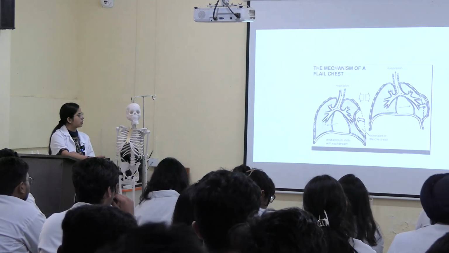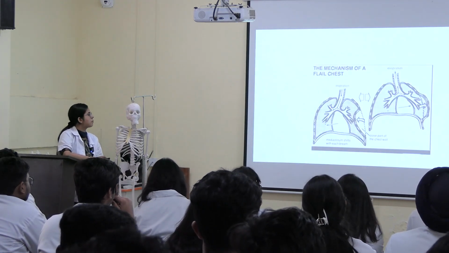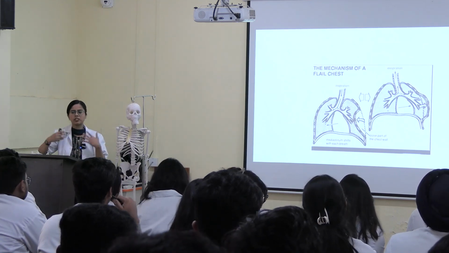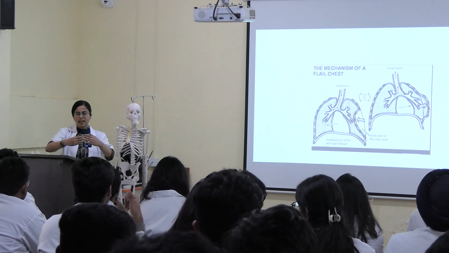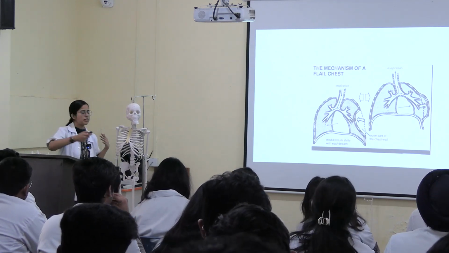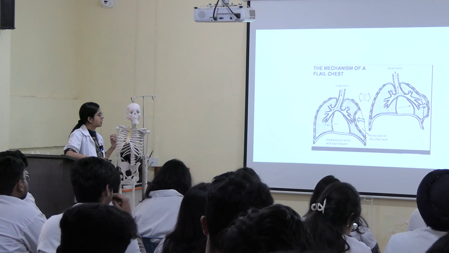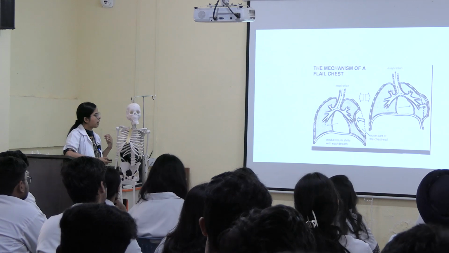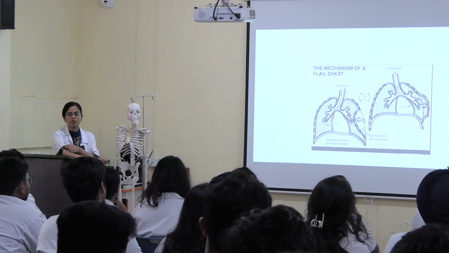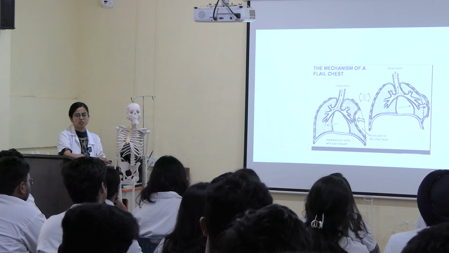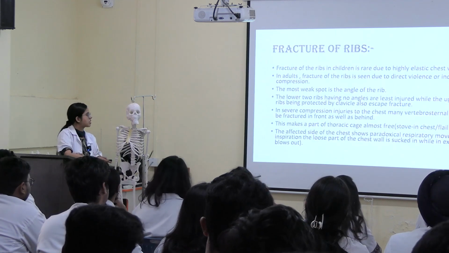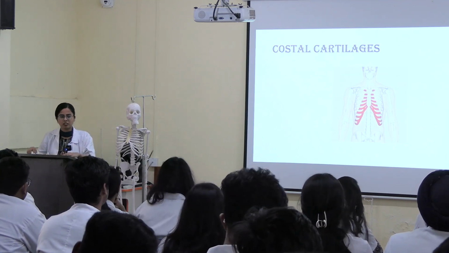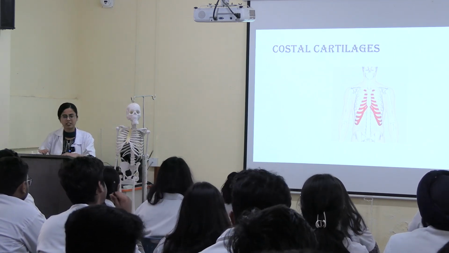Whenever there is a flail fracture, there will be paradoxical movement of the chest. What happens when we inspire? Our chest wall goes outward, and in expiration it goes inward. But here you can see that in inspiration it is going inside, and in expiration it is blowing out. Just the opposite of your normal respiratory movements. This is known as paradoxical chest movement, and it occurs in flail chest. Now clear till the 10th, 11th, 12th rib muscle attachments.